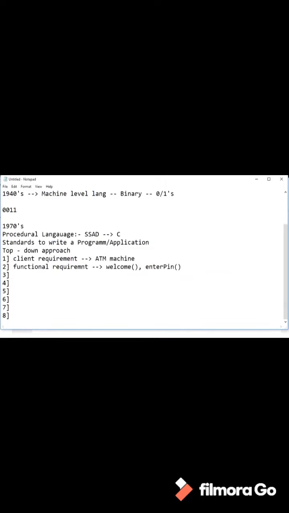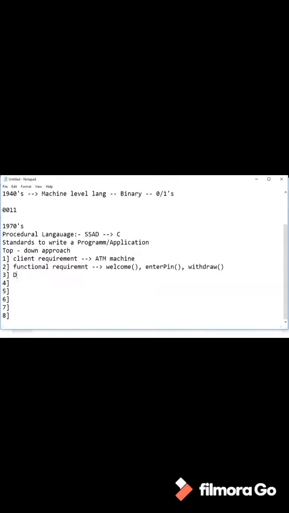I hope you're getting what functional requirement means. Enter PIN number, then withdraw. All these are functions. So I'm trying to convert my English requirement, a Word document, into functions, into the software domain. Step 3 is to convert.